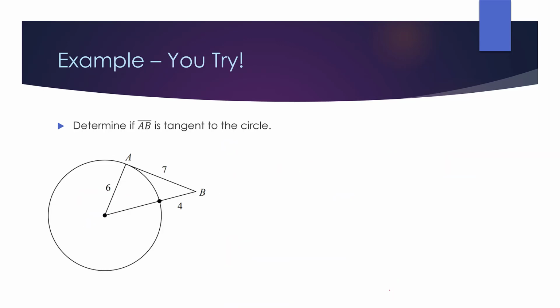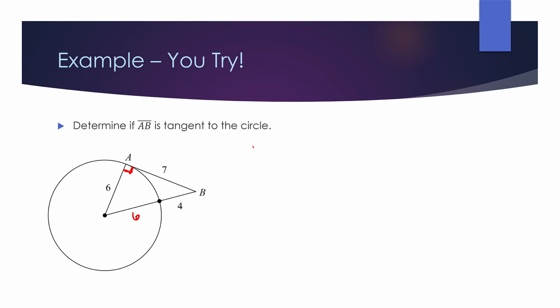Determine if AB is tangent to the circle. So remember, determine if it's tangent. That means, does the Pythagorean theorem work? So let's just talk about this real quick. Here is my right angle. You want to make sure you're utilizing the length of the radius for your hypotenuse here. So my radius is 6, but that means this piece is also 6.